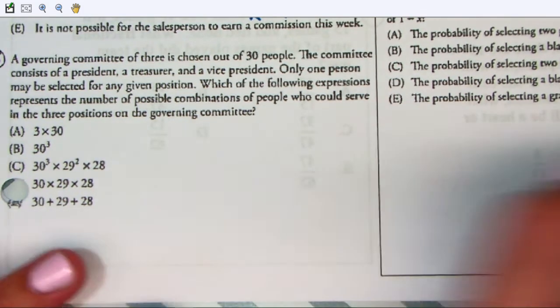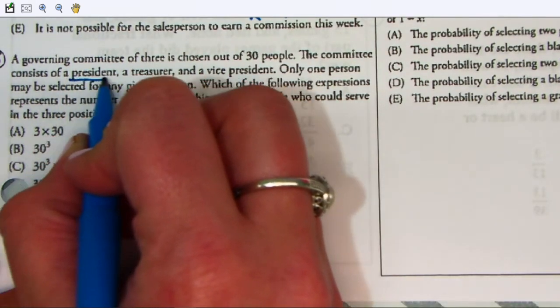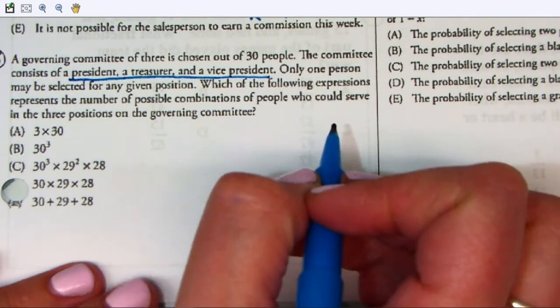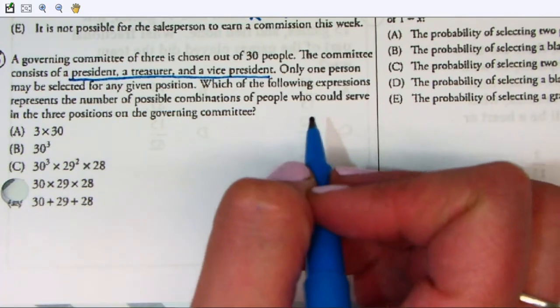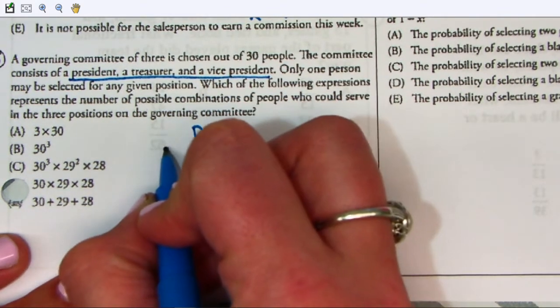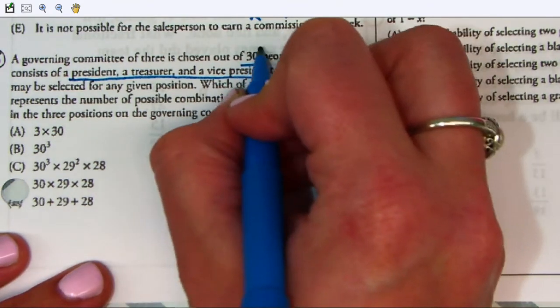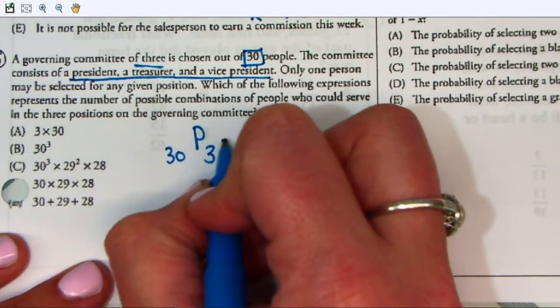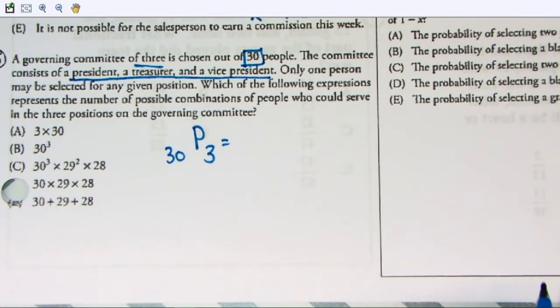So this is a permutation because I have president, treasurer, and vice president. Those are different levels and status, so we have to use a permutation. We have 30 people to pick from, but I can only choose 3. So P3, or 30P3.